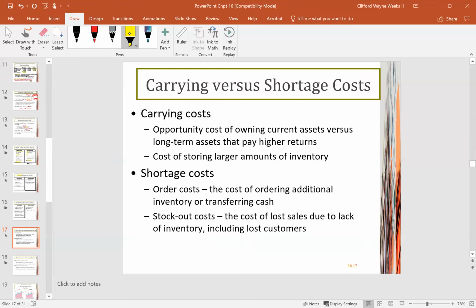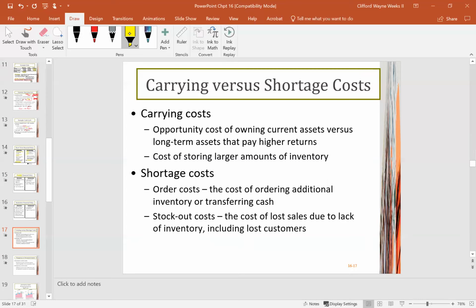Shortage costs are basically two things. There's the order cost, because if you don't have as much on hand, you have to make more frequent orders, and there's a cost to that. It's the cost of ordering additional inventory or transferring cash. Whereas stock out costs are the cost of lost sales due to lack of inventory, and it includes lost customers.